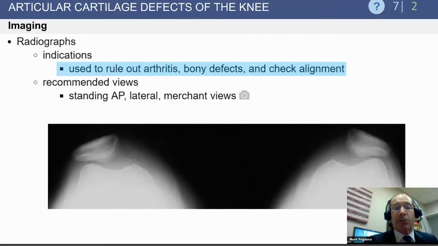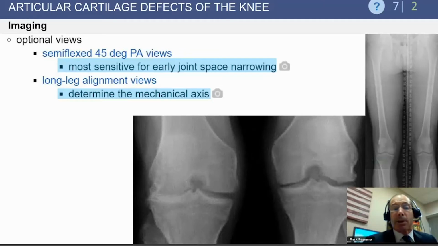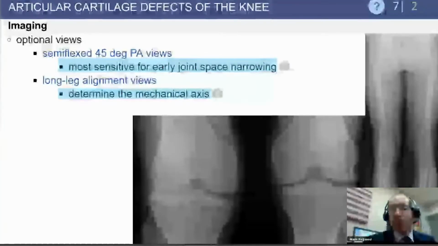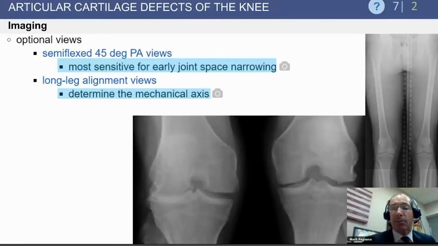The radiographs are used to rule out frank arthritis in the joint and to check the overall knee joint alignment. Semi-flexed or weight-bearing PA flexion views are useful, particularly in looking at the lateral compartment of the knee, in which standing x-rays sometimes underestimate the extent of degenerative arthritis.